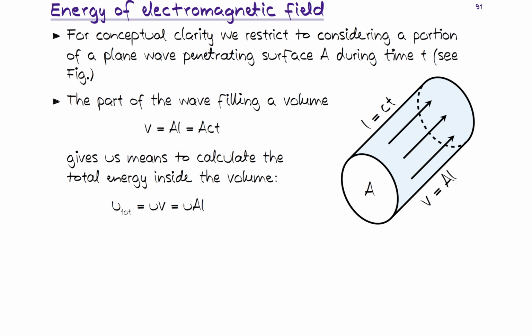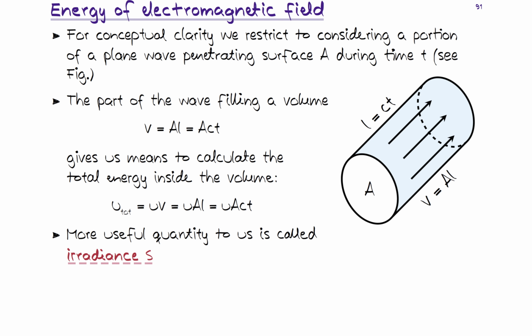So this total energy now, this might be very confusing. This is in fact a capital U, so this is total energy, and this is small u, energy density. If we want to calculate the total energy, we calculate the energy density with the volume that we're dealing with, and that gives us the total energy. And this can be written such that the total energy, capital U, is energy density u times A times c times t.